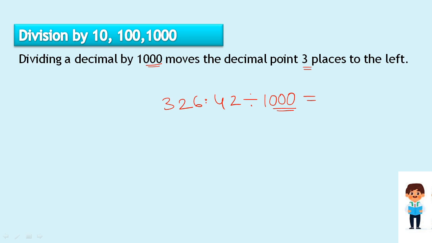So we will move this decimal point 3 places to the left. 1 place, 2 places and 3 places. So our point will be here and the rest will remain the same. Now you can see the point is sitting here, but before that nobody is here. So let us put a 0 here. It will look nice.